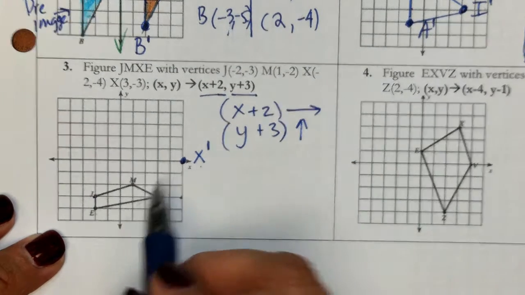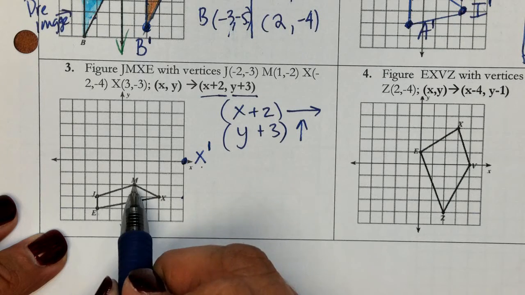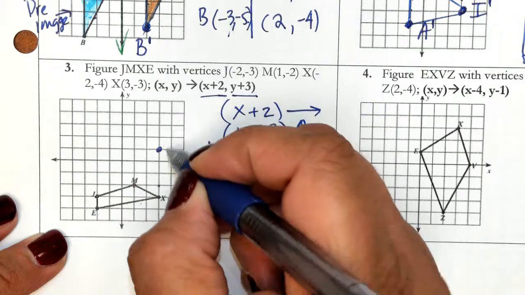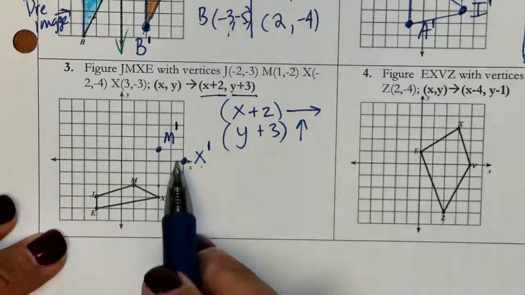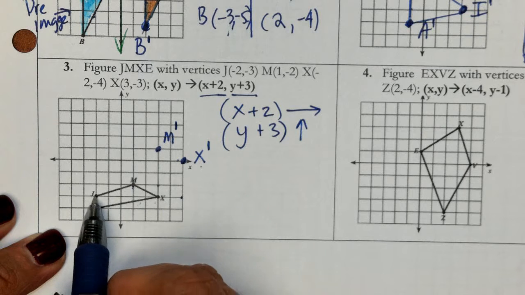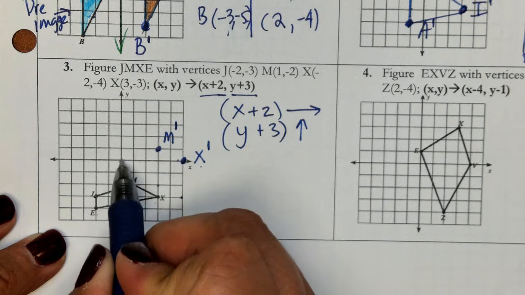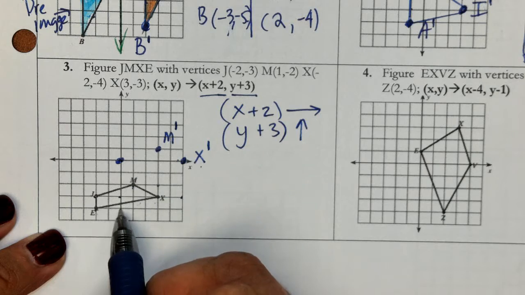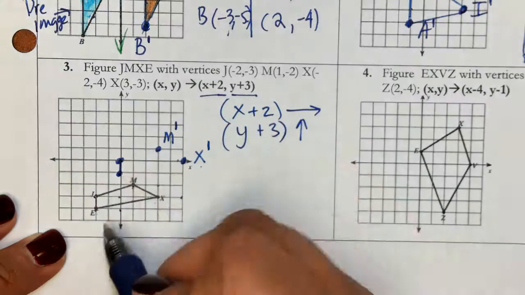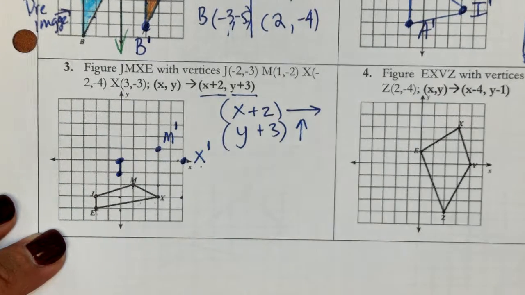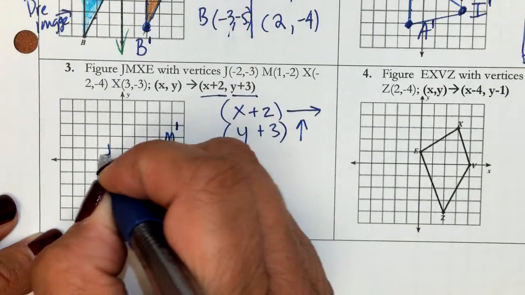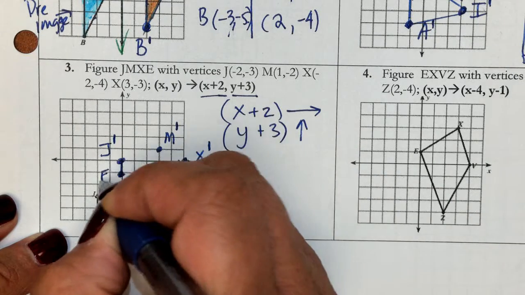Please, one at a time. M, how many to the right? 2. How many up? 3. That's going to be your M prime. And you can look back at the original and it kind of looks the same. J, 2 to the right and up 3. And E, 2 to the right and up 3. And of course, those end up pretty close. And look at how I've already kind of gone back on what I asked you to do. And now you have to be very careful that this is the G prime and this is the E prime.